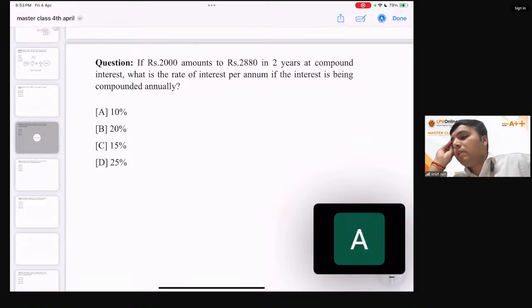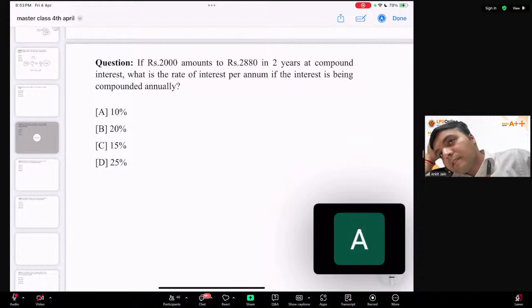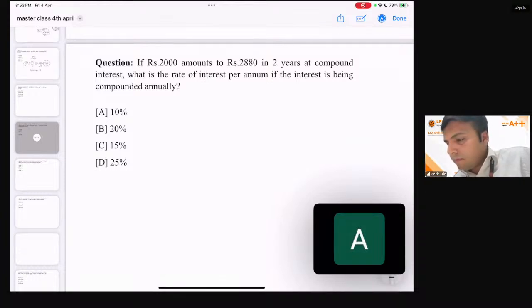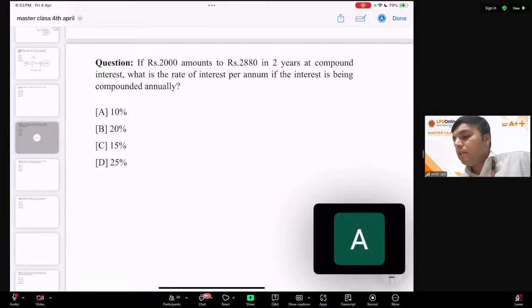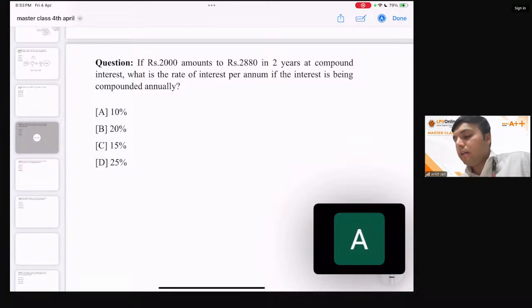Now the principal is given, the amount is given, the time is given. We have to find the rate of interest. See, if not written, then interest is yearly. If it is written half yearly, then take it half yearly: double the time, and the rate of interest becomes half.